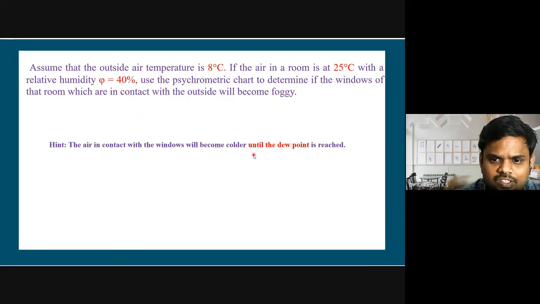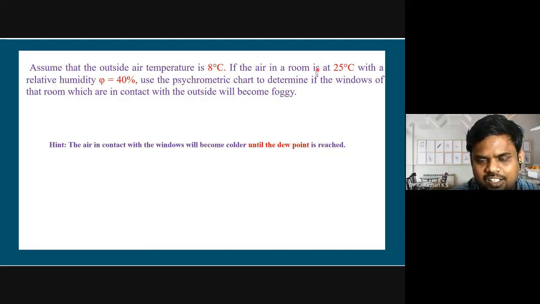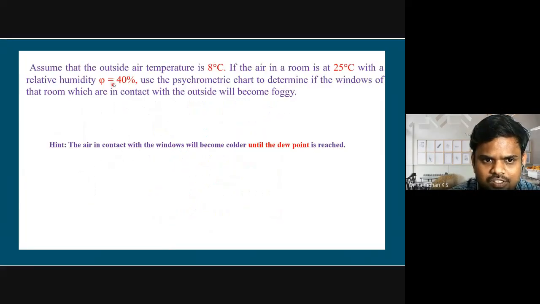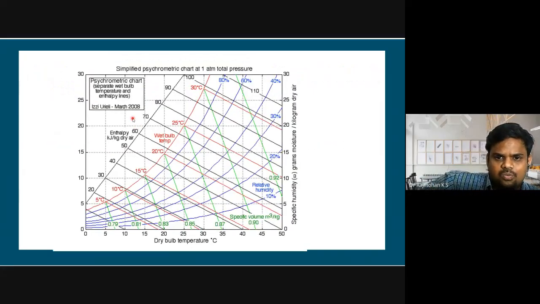So we have to see what the dew point temperature is. That is the question here: outside it is 8 degrees Celsius, so whether fog will be formed or not. Two data are required to use the psychrometric chart. We have 25 degrees Celsius and a relative humidity of 40%. So go to this chart. Whatever data is given, 25 degrees Celsius and 40% relative humidity, mark those points.